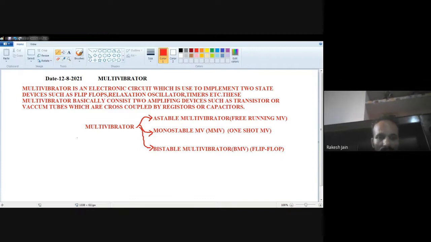See this one, and the trigger which is required. There is no trigger pulse required for the astable, but in case of monostable, one trigger pulse is required. In case of bistable, two trigger pulses will be required. So now we will begin with the astable multivibrator first of all.